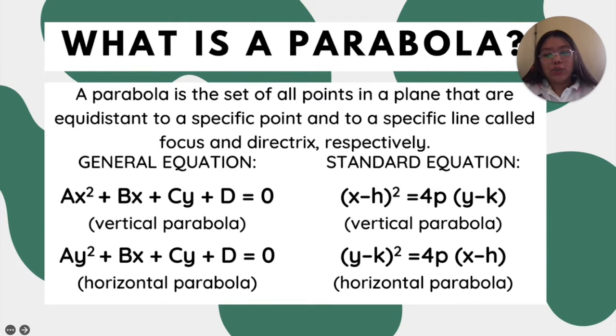So if it is a vertical parabola, our general equation will be ax squared plus bx plus cy plus d is equals to 0, while as our standard equation will be parentheses x minus h squared is equals to 4p parentheses y minus k. However, if it is a horizontal parabola, our general equation will be ay squared plus bx plus cy plus d is equals to 0, and our standard equation will be parentheses y minus k squared is equals to 4p parentheses x minus h.